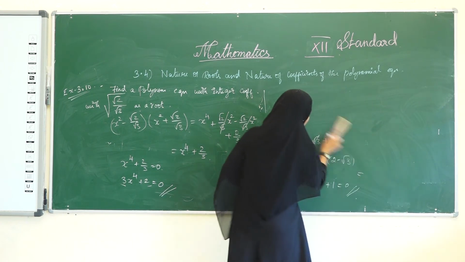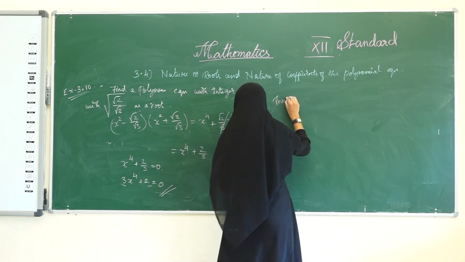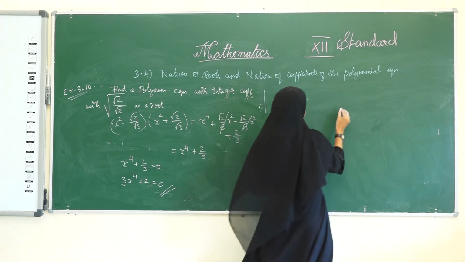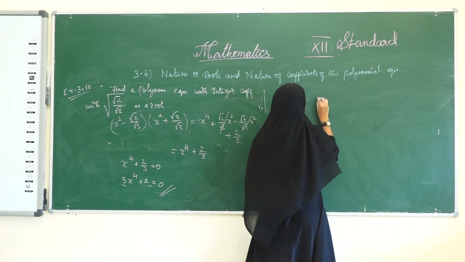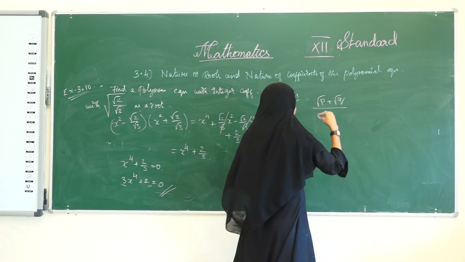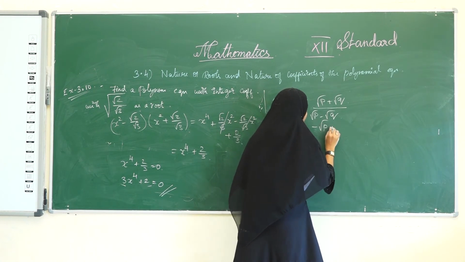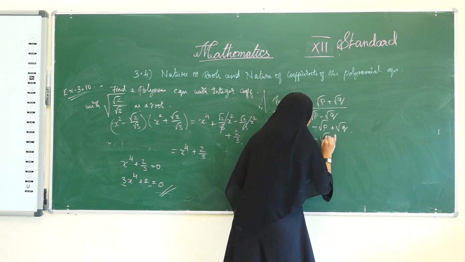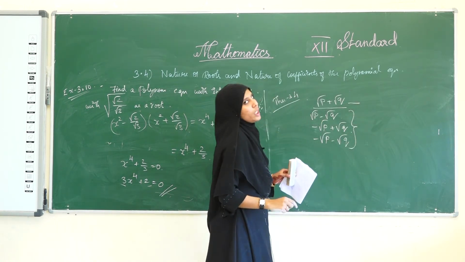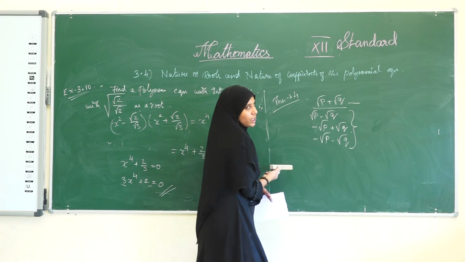So in the middle they have given a theorem, right? Theorem 3.4. Suppose for a polynomial with rational coefficients, root p plus root q is a root, then the other roots will be root p minus root q, minus root p plus root q, minus root p minus root q. If this is a root, these three terms will also be roots of the given polynomial equation with rational coefficients. Okay, this can be asked in a 1 mark question.